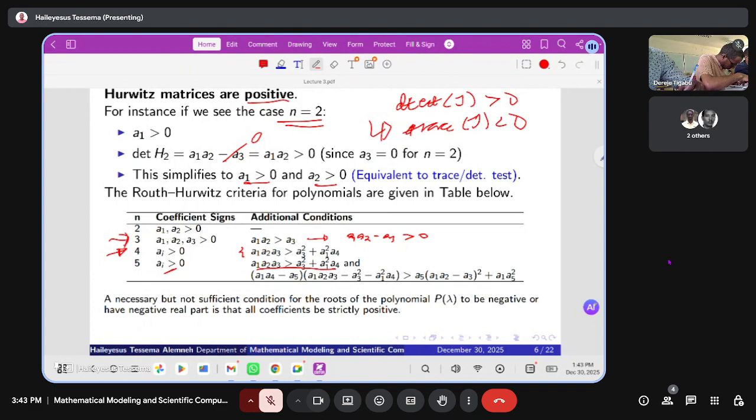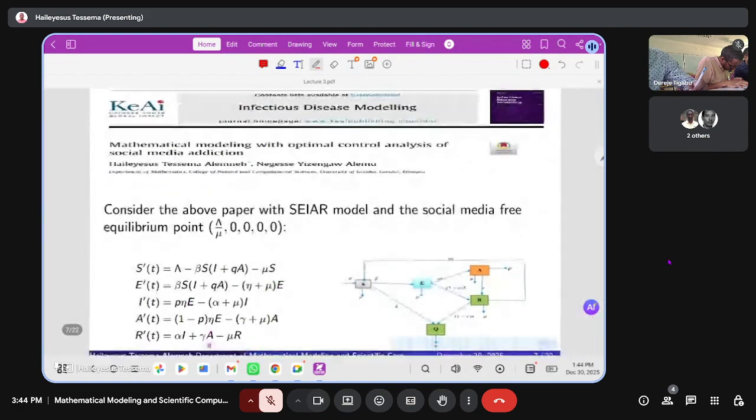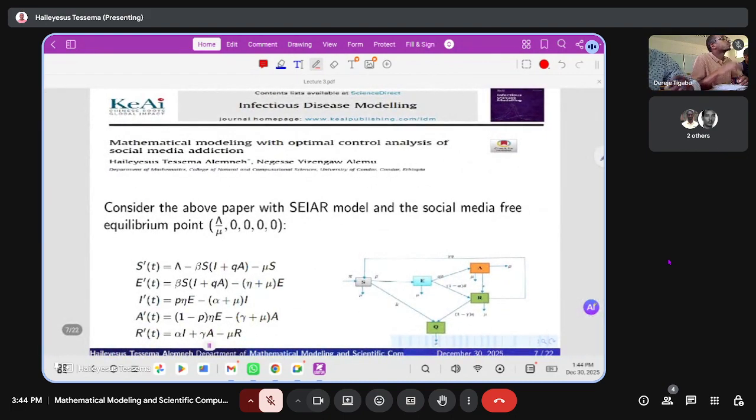So the necessary but not sufficient condition for the roots of a polynomial function p(lambda) to be negative or have negative real part is that all the coefficients be strictly positive. It's necessary but not sufficient, because we should also show the additional conditions to be sure that the eigenvalues are negative. For instance, you can see this paper, which is mathematical modeling with optimal control analysis of social media addiction, done by Nagasa and me.